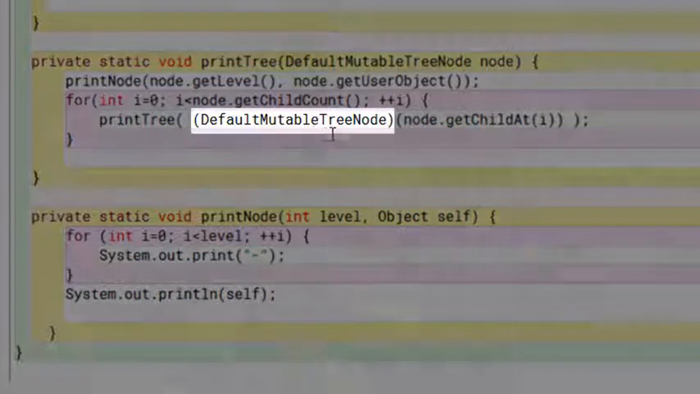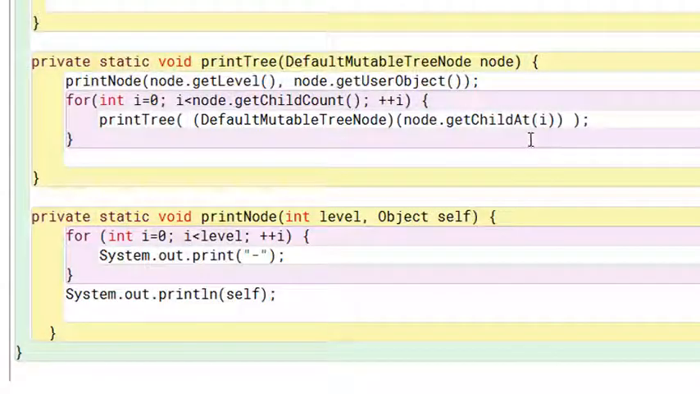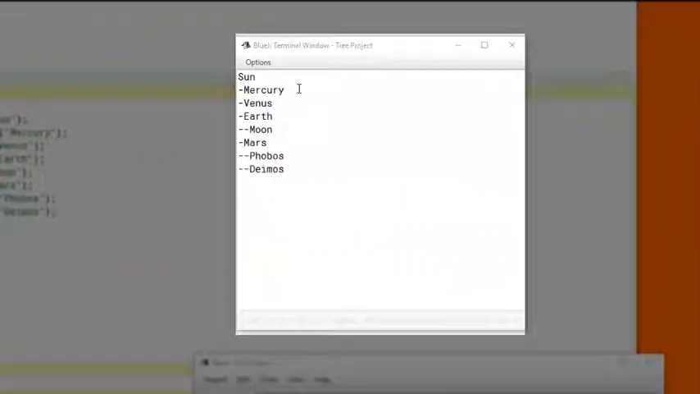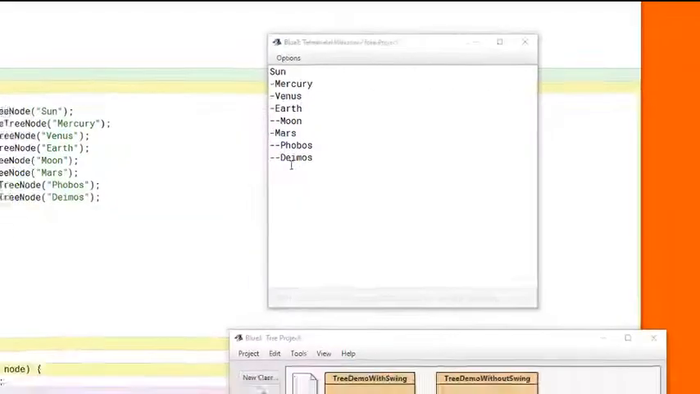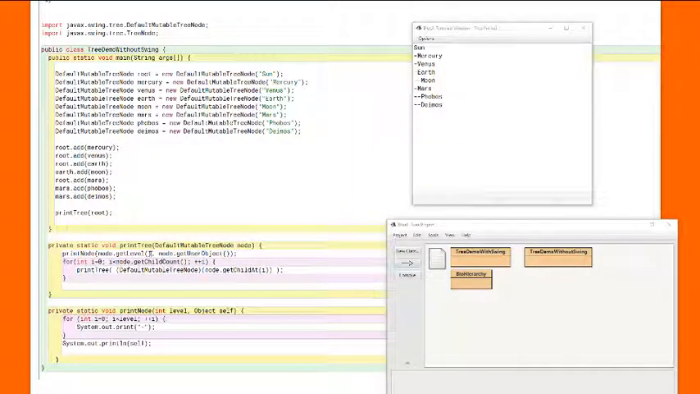The reason we need this cast operator here for DefaultMutableTreeNode is that this getChildAt method returns a regular TreeNode. This cast is safe here because all the members of our tree are of type DefaultMutableTreeNode. Here is the output shown. Notice that the number of dashes is calculated using the getLevel method, which allows us to figure out how deep in the tree we are, and therefore how many dashes we should include in the final diagram.